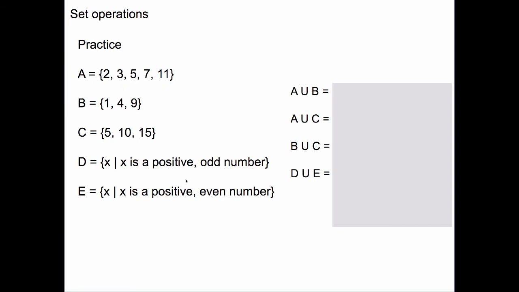Now let's do a little bit of practice. Here are 5 different sets, and I would like you to figure out what the union of these 4 pairs of sets are. Please stop the video, do the work in your journal, and turn the video back on when you've completed it to check your answers.